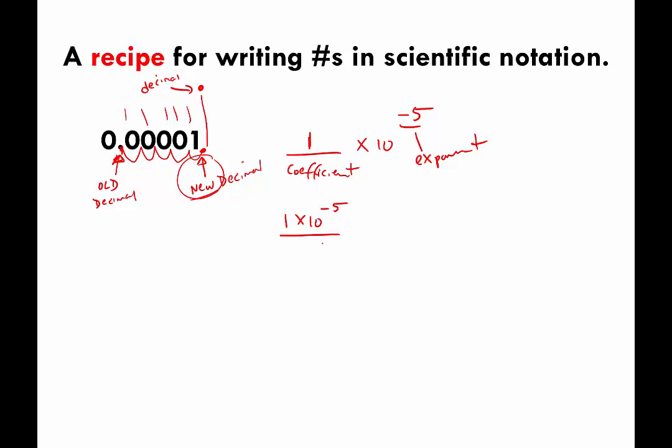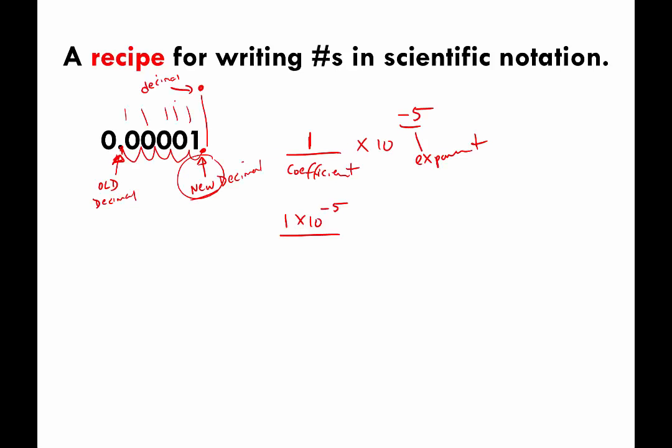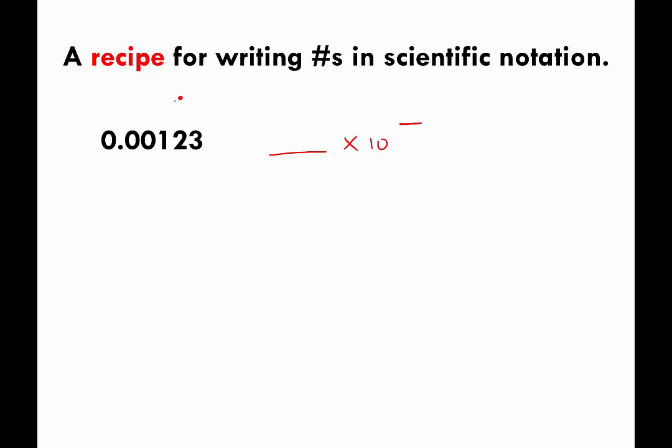So again, hopefully you can appreciate that this recipe works for very big numbers. It also works for very small numbers and pretty much anything in between. Here's another example. We have to write something times 10 to the something else. We've got our decimal. Where should it go? I'm sure everybody is screaming the correct answer. The new decimal should go there.